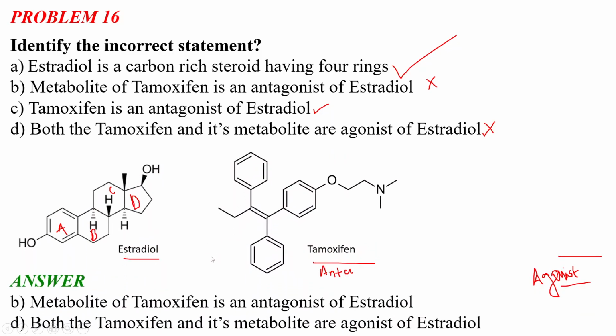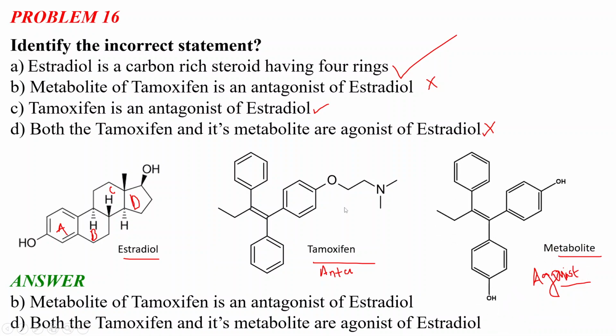So it is the estradiol which is a steroid. This tamoxifen is a molecule which is an antagonist of estradiol, but the metabolite of tamoxifen, which is this molecule, has this phenolic group here and this OH here, and this molecule actually mimics estradiol, that is why it is the agonist of estradiol. So you have to remember, tamoxifen is the antagonist, but the metabolite of tamoxifen is the agonist for estradiol. That is why option B and option D both are incorrect.